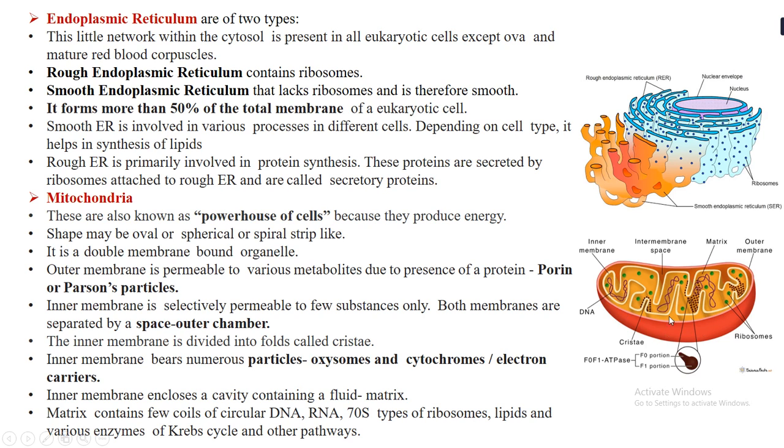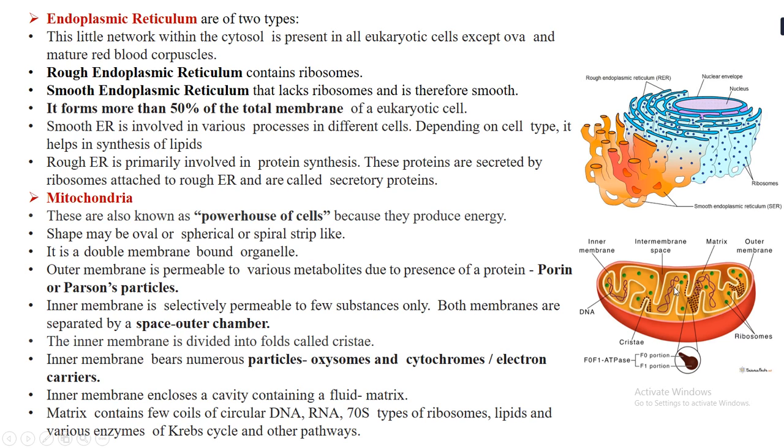Now the inner membrane is divided into folds. These are the folds which are known as cristae, and they bear numerous particles which are known as oxysomes and cytochromes, also called electron carriers. The inner membrane encloses a cavity, and this cavity contains a fluid matrix. The matrix enclosed inside the inner membrane of the mitochondria contains a few coils of circular DNA, as you can see over here, and then there are RNAs.